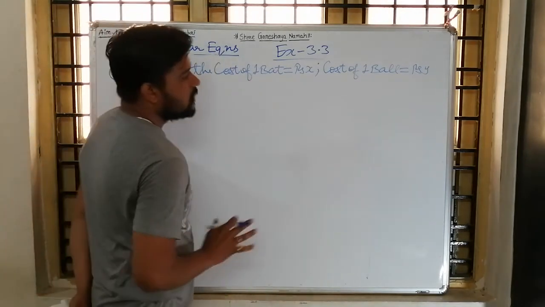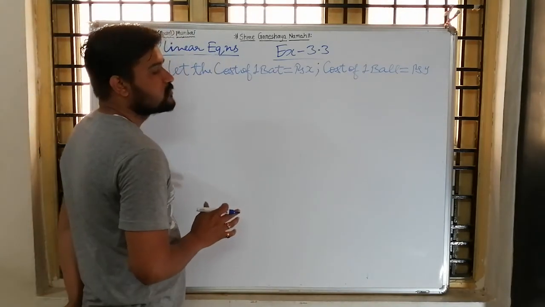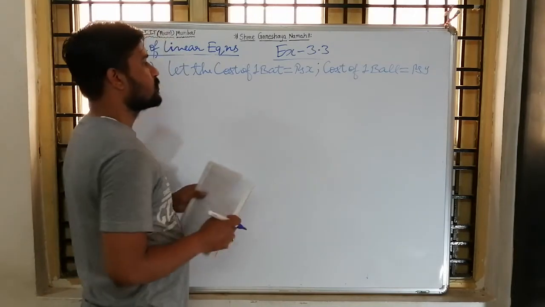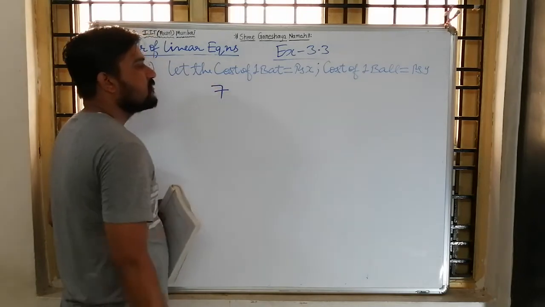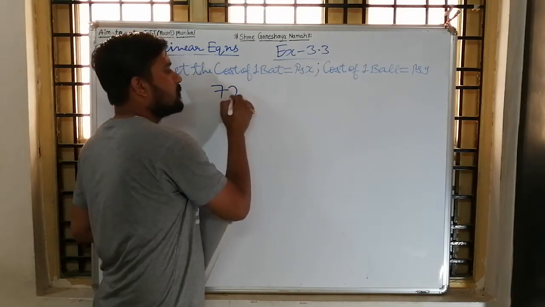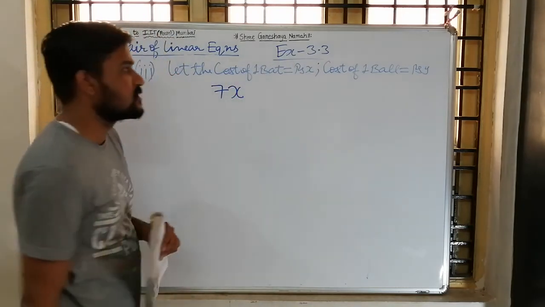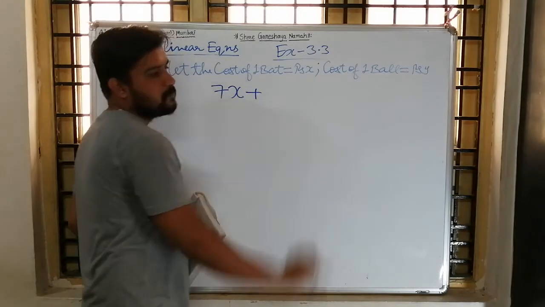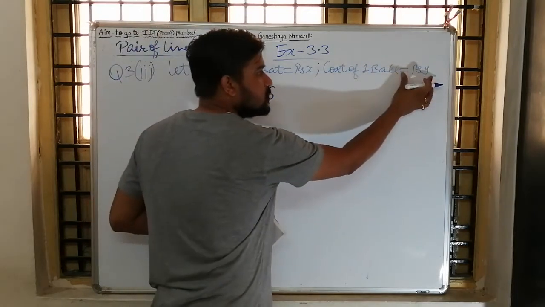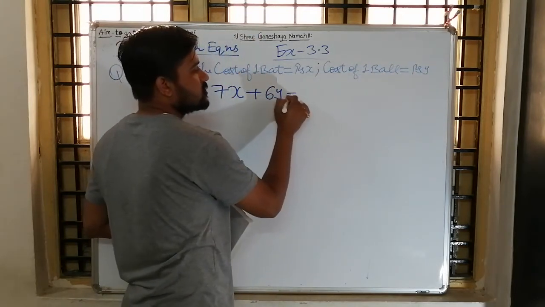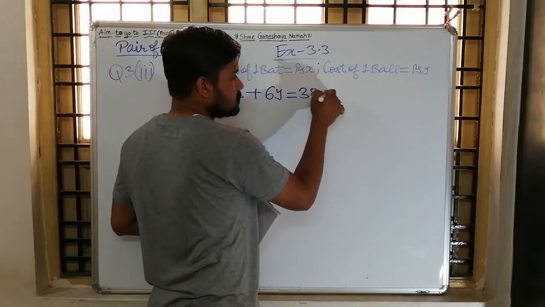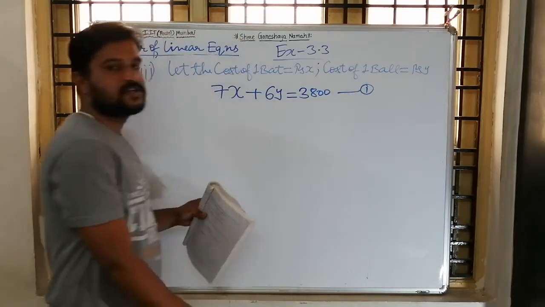So we have assumed the cost of bat also and ball also. In first statement, what is said? 7 bats and 6 balls. So 7 bats. Okay, one bat ka cost hai rupees x. So 7 bat ka cost will become 7x. Okay, and the meaning hota hai plus 6 balls. Okay, one ball ka cost hai rupees y. So 6 ball ka will become 6y, which is equal to 3800. This is your first equation.